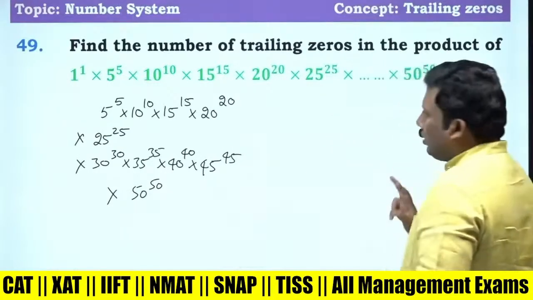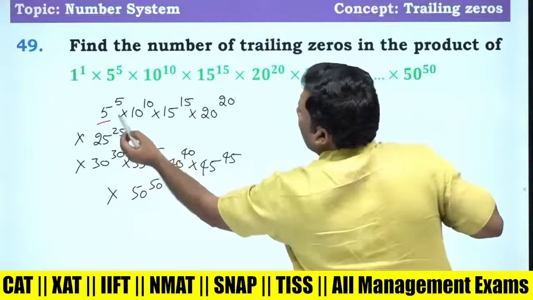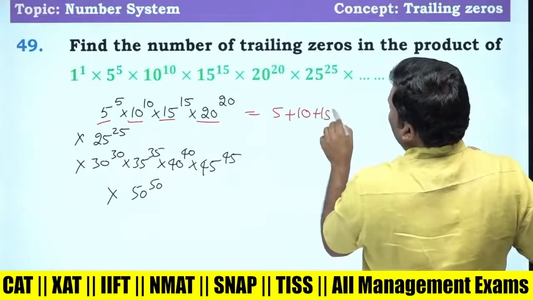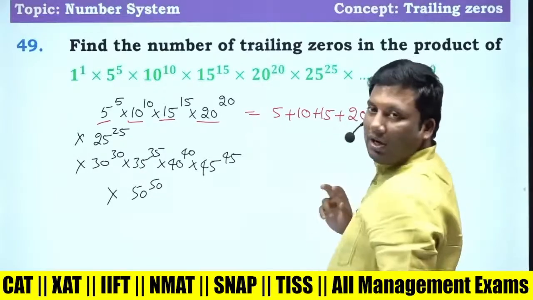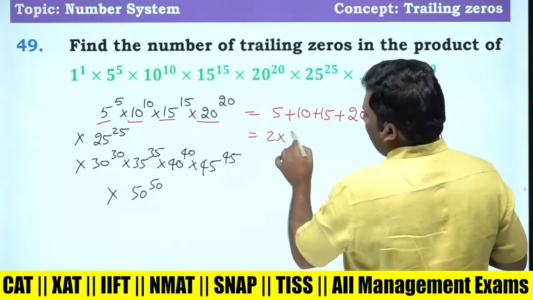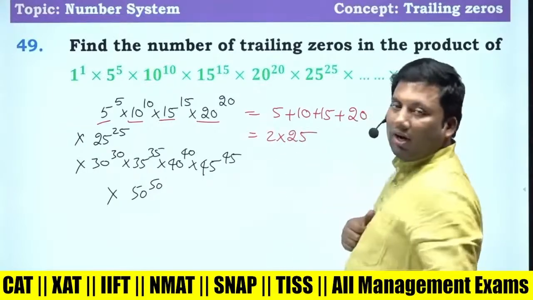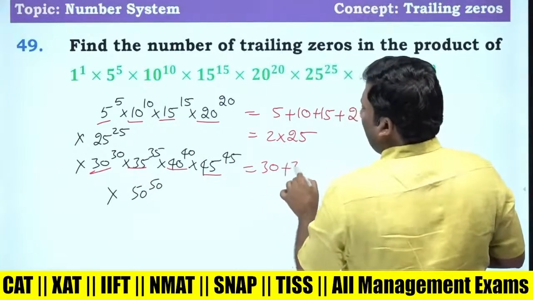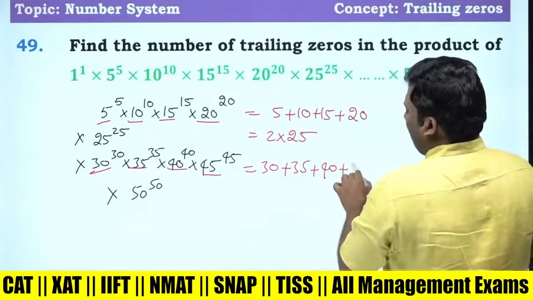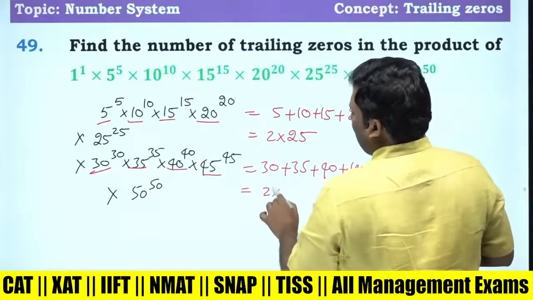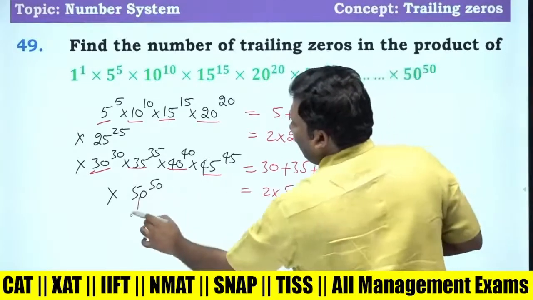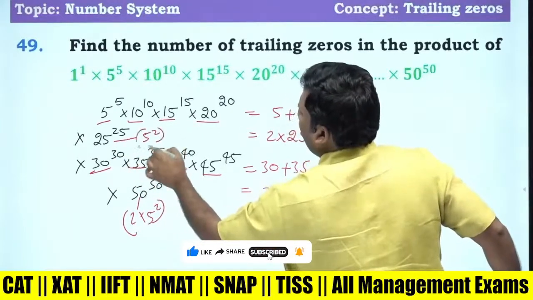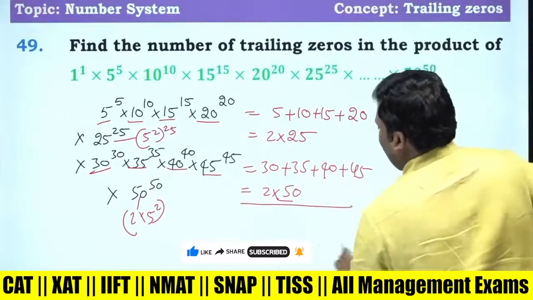Very, very easy. So powers of 5, all are single powers. 5 1s are, 5 2s are, 5 3s are, 5 4s are. So powers will get added. 5 plus 10 plus 15 plus 20. 25 is 5 square, so it is 2 into 25. Are you all with me? All are single powers of 5. 30 plus 35 plus 40 plus 45. 50 is 2 into 50. Why? Because 50 is 2 into 5 square. 25 is 5 square power 25. All will get added. This is the answer.